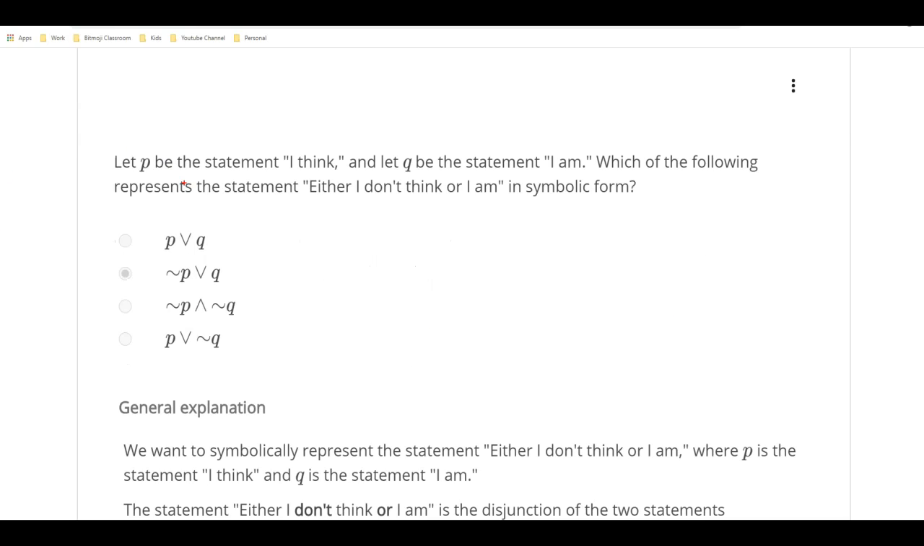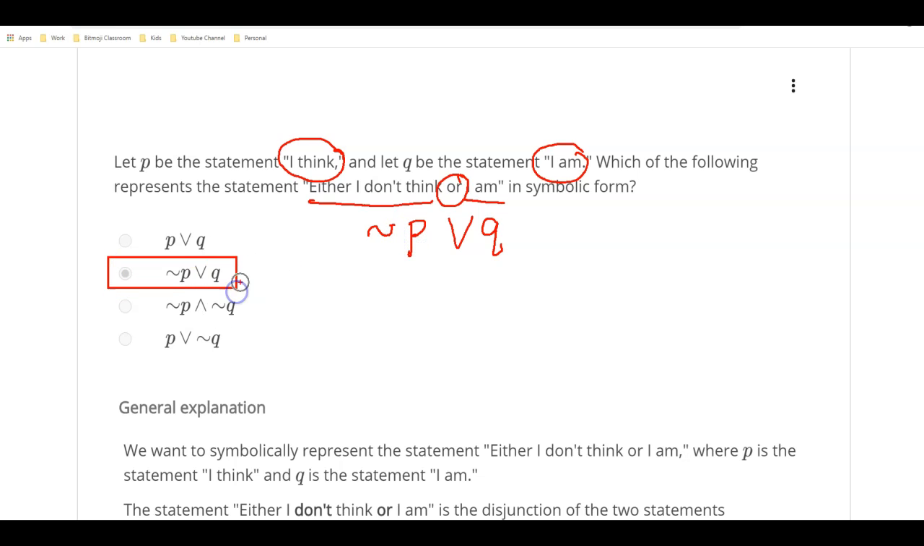Let's take a look at the next problem. Let P be the statement. So what's the statement here? P is I think. Q be the statement I am. Which of the following statements represents either I don't think or I am? So this is definitely a Q. Or is a V. I don't think. So P is I think. I don't think is not P. So my only option is, there you go. Again, keep it simple.